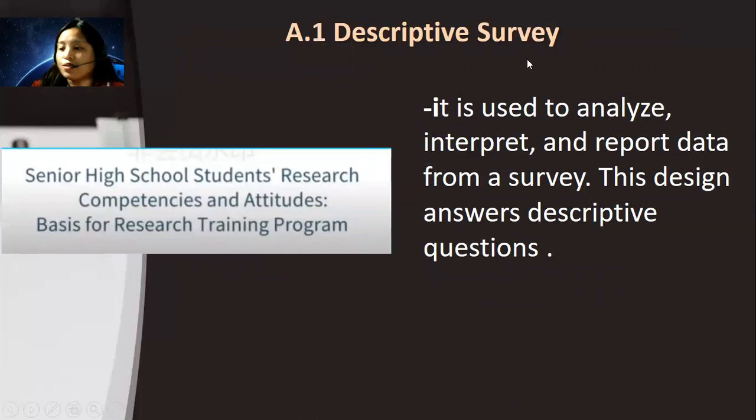First is the descriptive survey. It is used to analyze, interpret, and report data from a survey, so this answers a descriptive question. An example of a research title that I think fits best for this is Senior High School Student Research Competencies and Attitudes: Basis for Research Training and Program. This is where they can ask what attitudes or competencies can change or probably improve the training program.